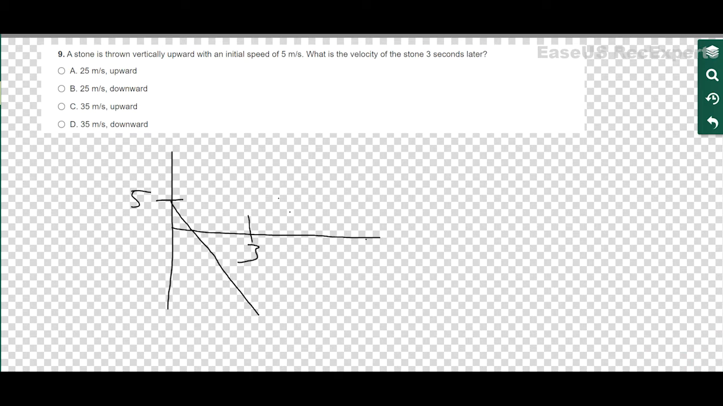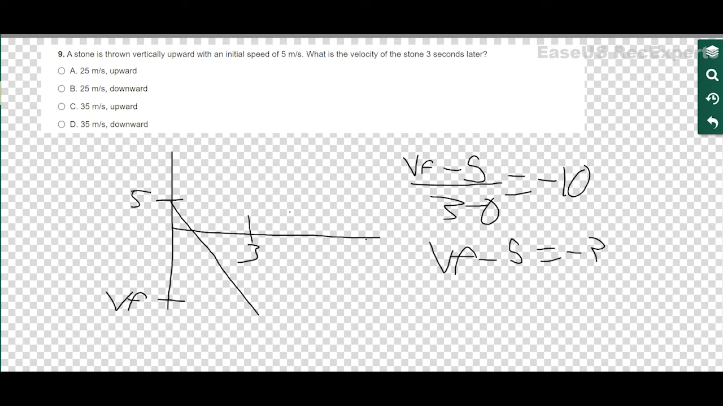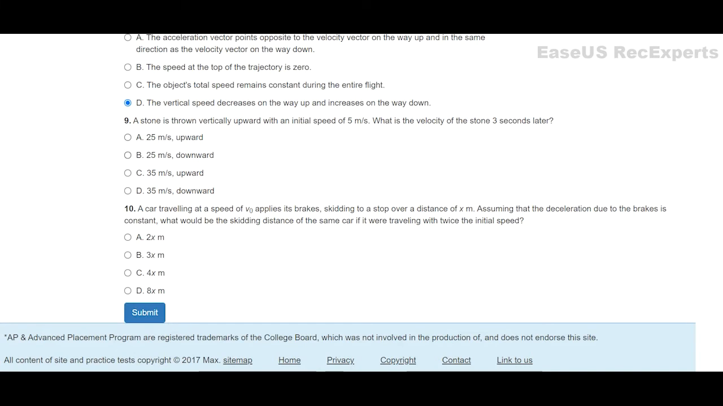Now we have to find this, right? So basically we can set our rise over run equal to -10, right? So your V final minus 5 over 3 minus 0, we set that equal to -10, right? You multiply 3 to this side, you get V final minus 5 is going to be equal to -30. Then you separate the V final, you get -25 meters per second. And that corresponds to answer B because in this case the negative signifies that the object is going downward. All right, so we check B.